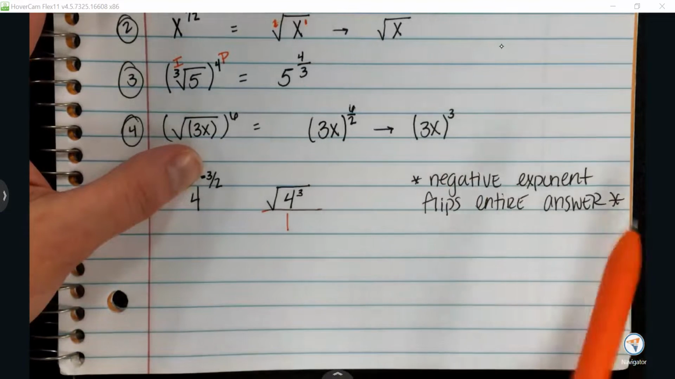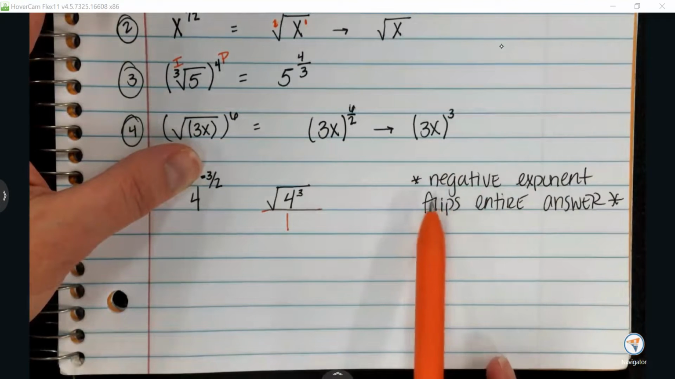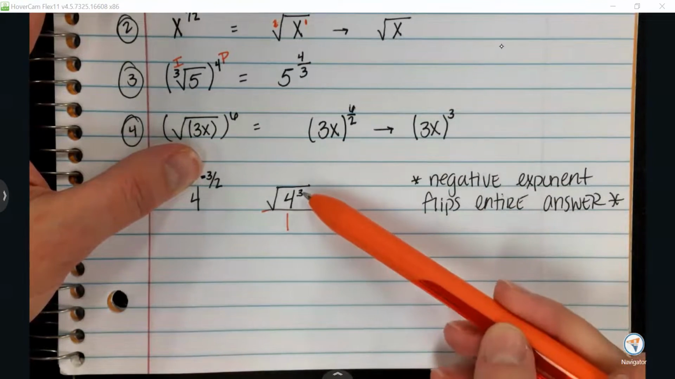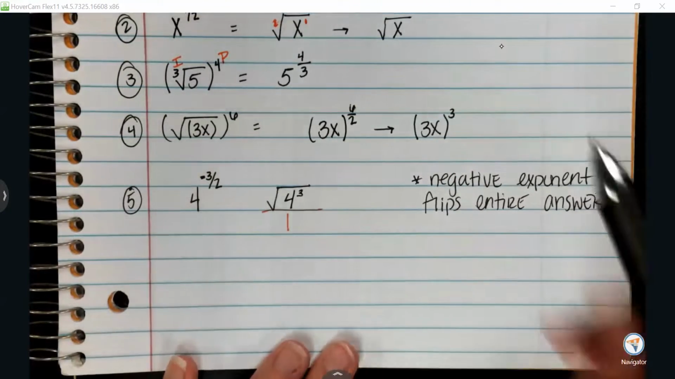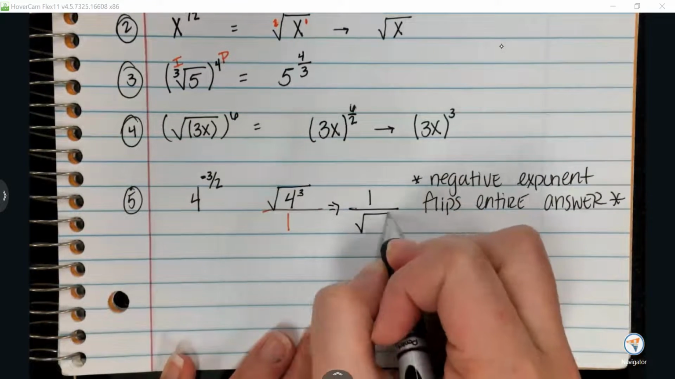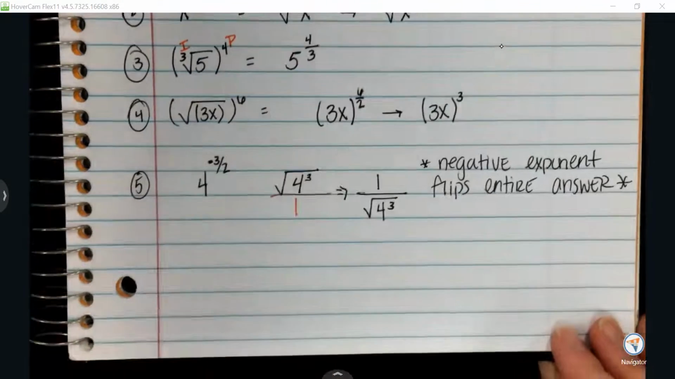Okay. Here's what it says, though. A negative exponent flips the entire answer. So instead of radical over 1, what's my real answer going to be? 1 over my radical. So we need to do another negative. Let's try one more.